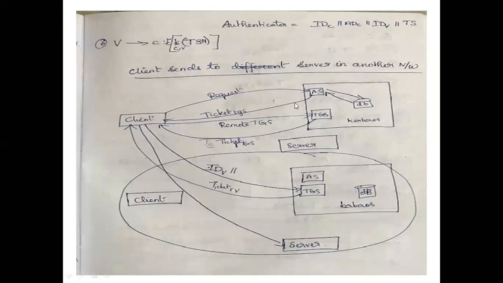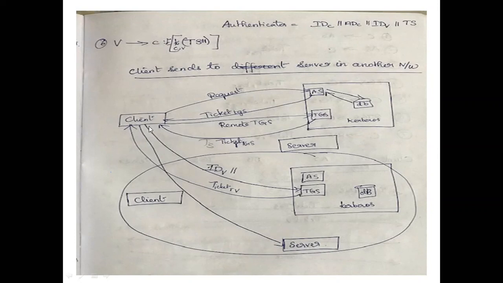So once again, this authentication server will send a ticket TGS of the remote server, because the client will request for the remote server only. So the authentication server will give a ticket for the remote TGS. Then the client will contact that remote TGS, and this will again send a ticket of the remote TGS. I missed the word remote here. Just make it as remote ticket here also. I just missed the word.